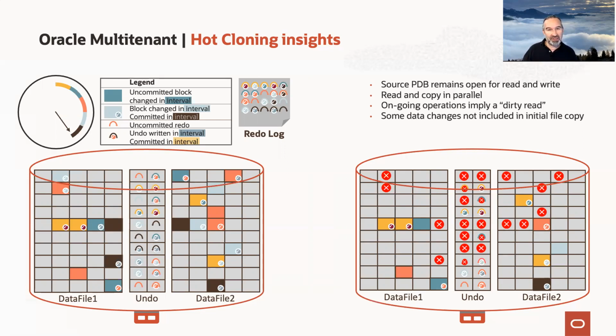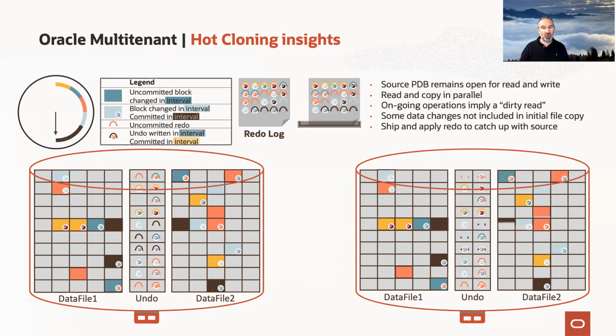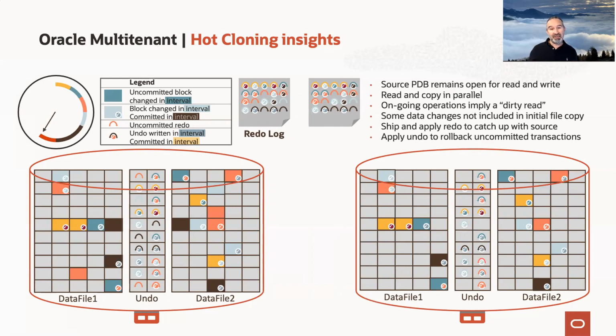So how do we do this? Once this operation is done, we ship the redo information also via this database link, and then we use the information from redo as if it would be just a recovery or a physical standby and apply this to our clone. And the final thing is we need to apply undo to roll back now uncommitted transactions. And that's it.